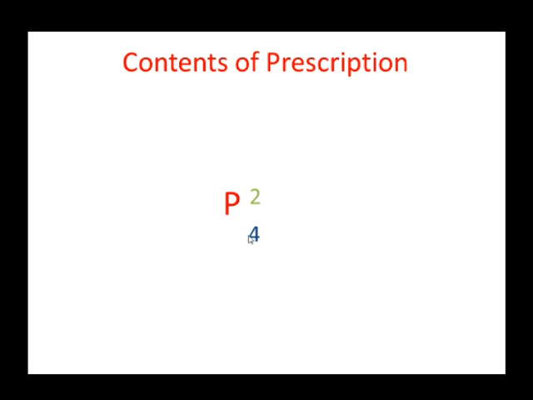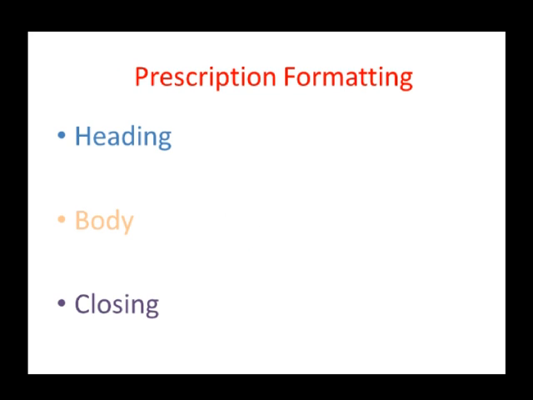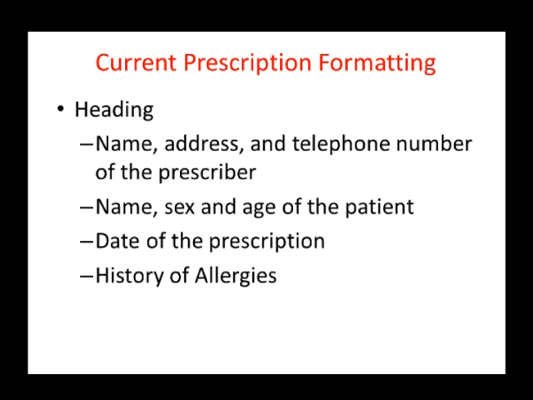Now we will see something about what is in the individual levels, what you can write, and so on. As I said, a prescription can have a heading, also called the superscript, a body, which is the inscript, and then the closing, that is the subscript. Now the heading, which comes above, even before writing the drug names, contains the name, address, and telephone number of the prescriber. So you as a doctor or a dentist need to have these columns filled up.